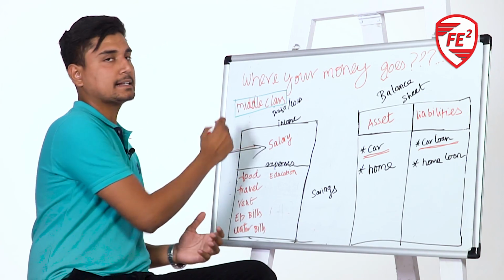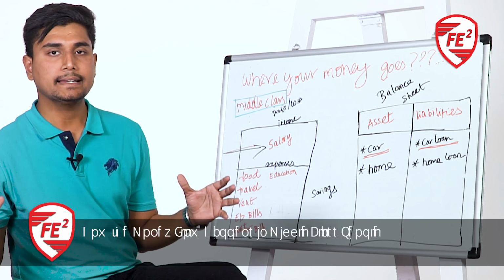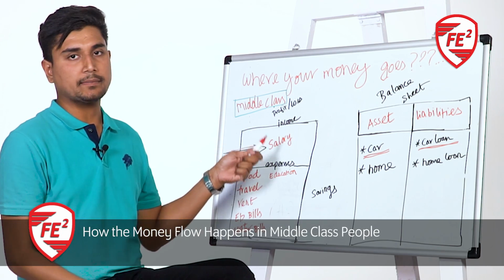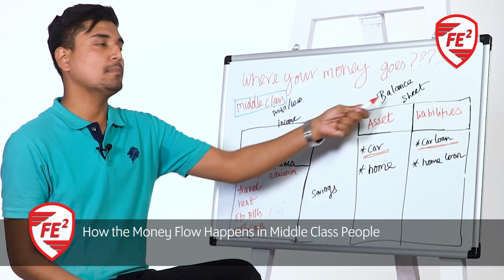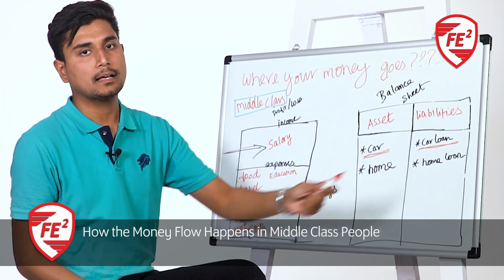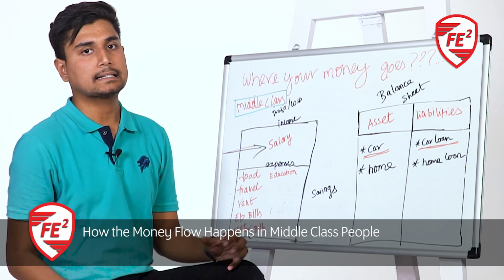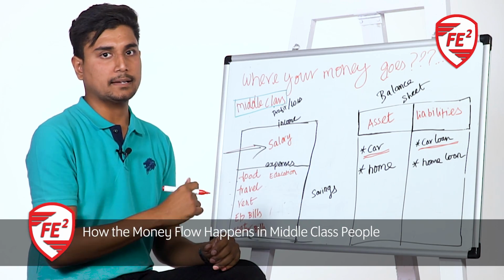Let's go to the middle class. How does the middle class, the majority of Indians, spend their money in these two statements? That's the profit and loss statement. Profit and loss statement is income and expense. Balance sheet statement is assets and liabilities. Let's see how most of the middle class spend their money in these two statements.